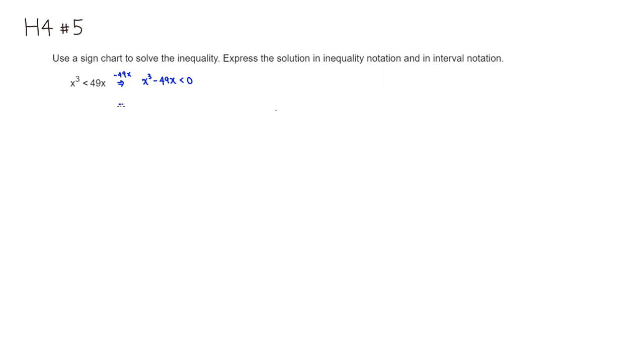Then we can start factoring out. So x is in common, so pull x out, and we would have x squared minus 49, and this is less than 0, right? Then we can factor even further as x times (x plus 7) times (x minus 7), and this is less than 0, right?